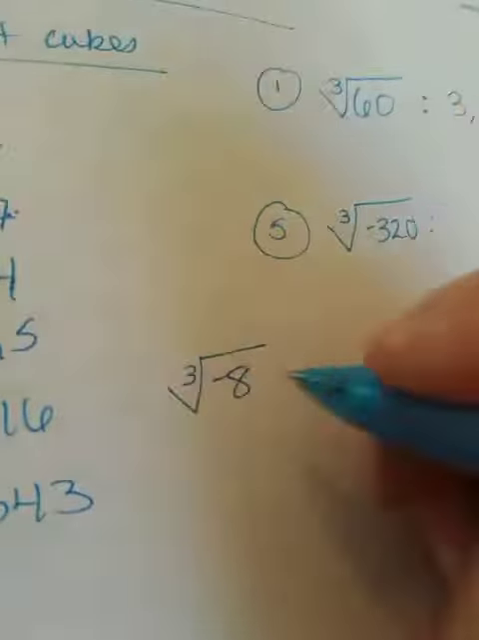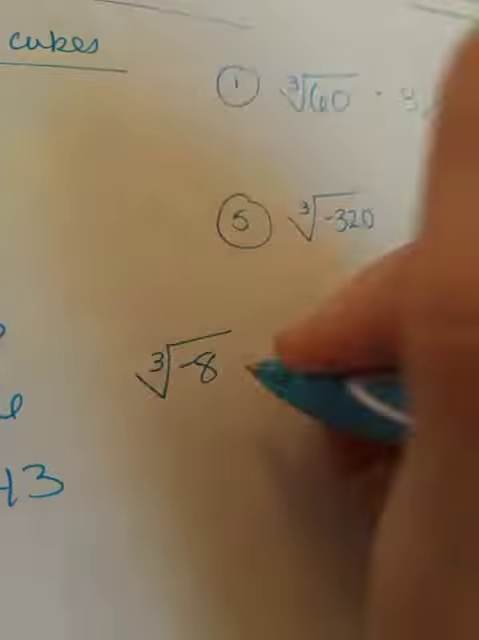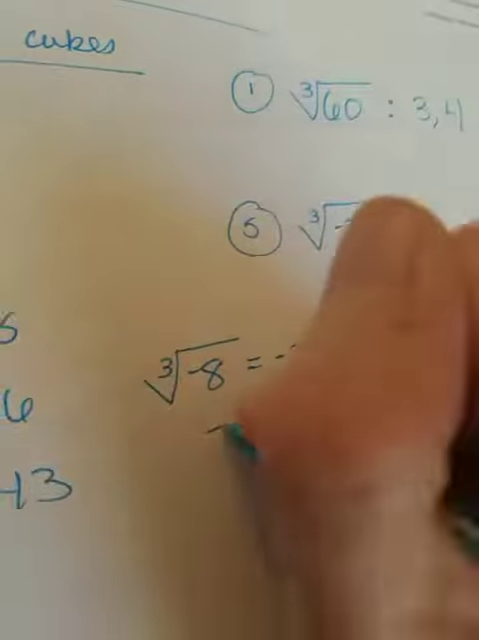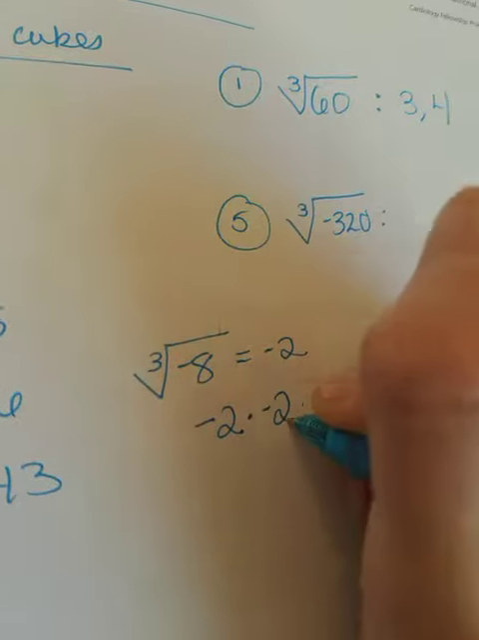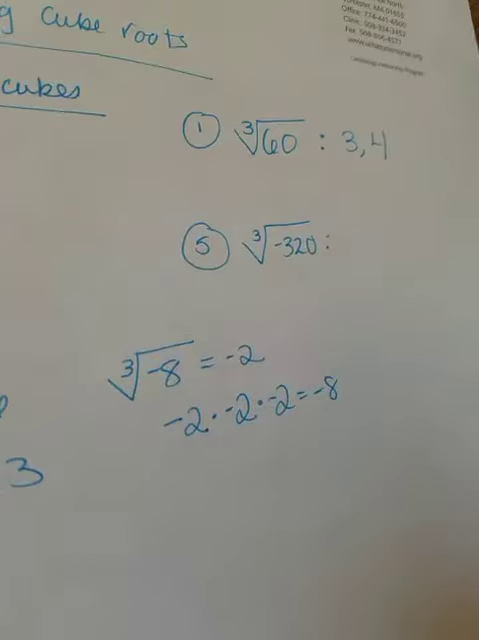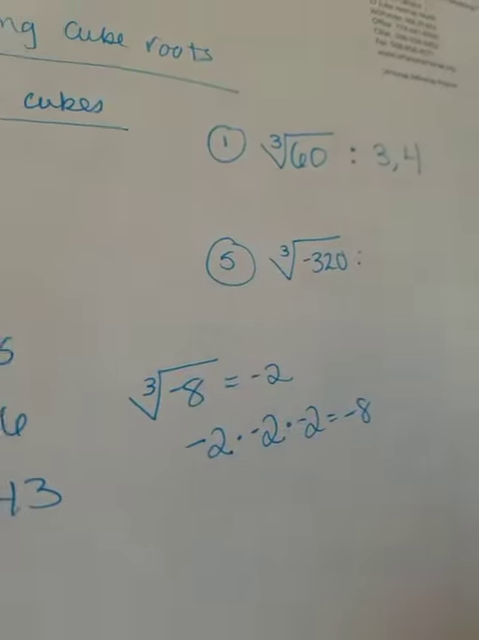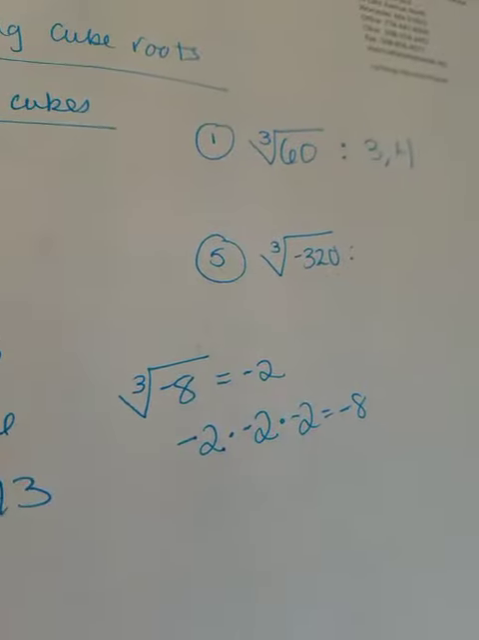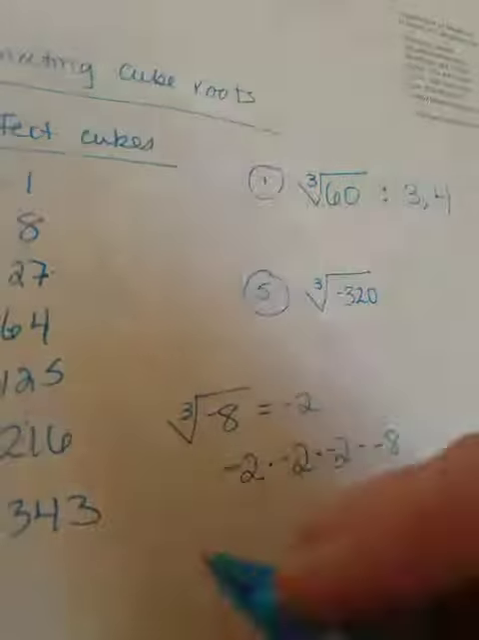So that's kind of weird, right? Can you take the cube root of a negative number? And you can. Let me do an easier one. If they asked you what's the cube root of negative 8, that's negative 2. Why? Because negative 2 times negative 2 times negative 2 is negative 8. So you can take the cube root of negative numbers, like we've talked about before.